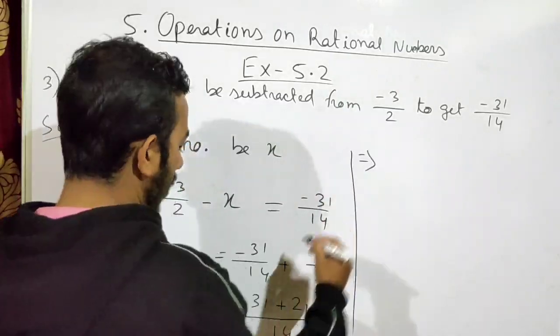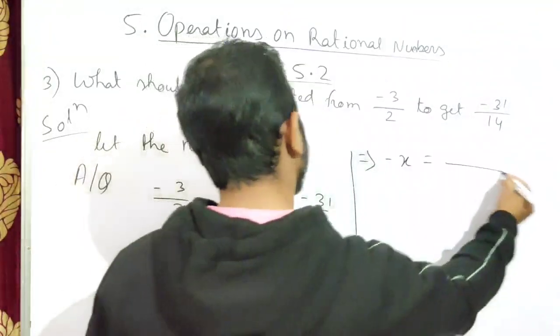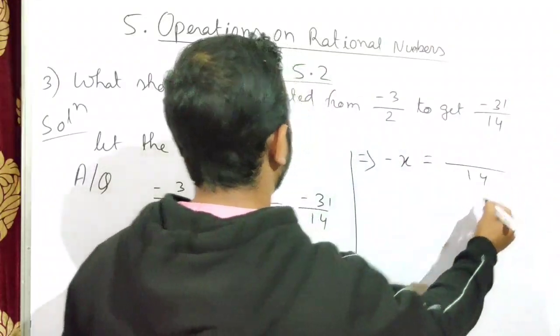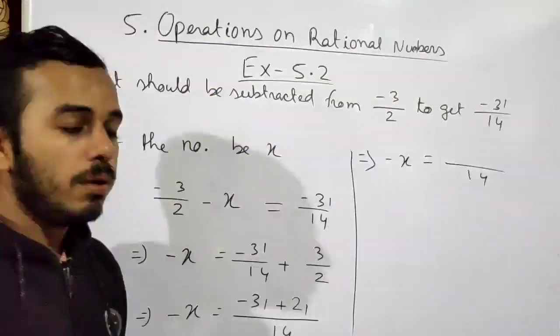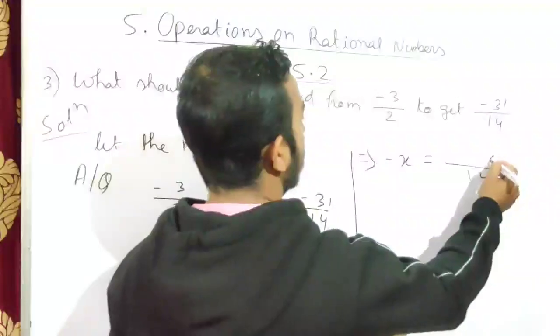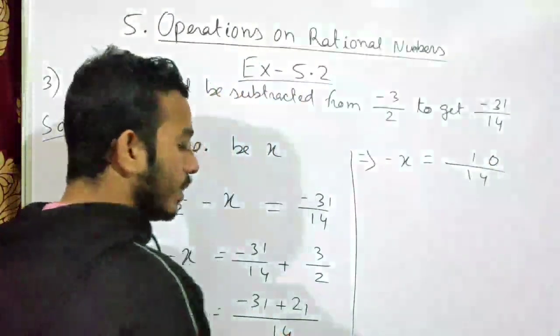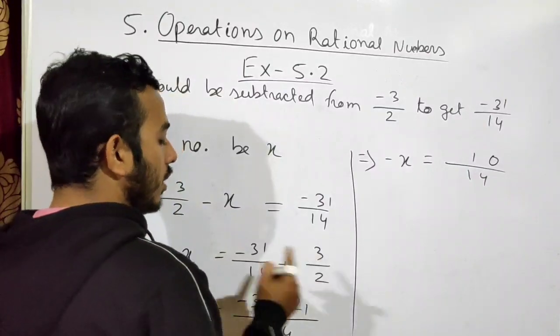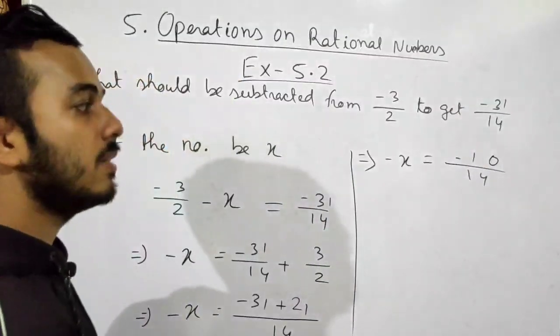Now next: minus x equals, over 14. Minus plus is minus. 31 minus 21: 1 minus 1 is 0, then 3 minus 2 is 1. Now the sign depends on the greater number. The greater number is 31, and 31 is negative, so it's minus. Clear?